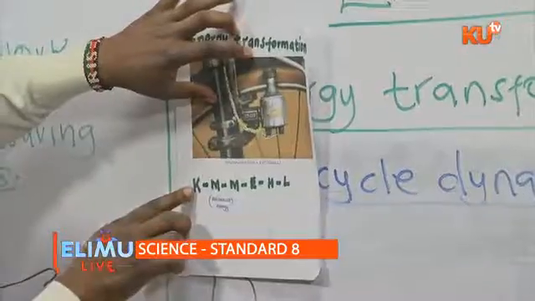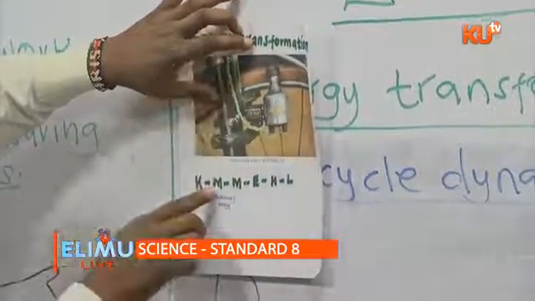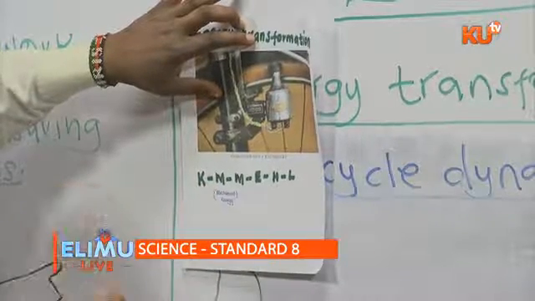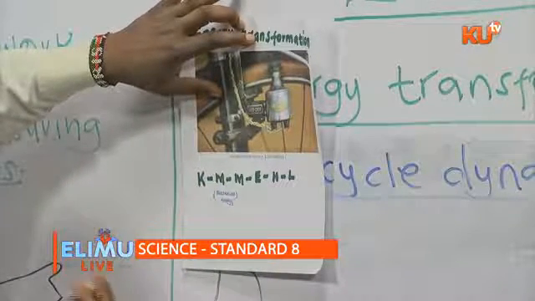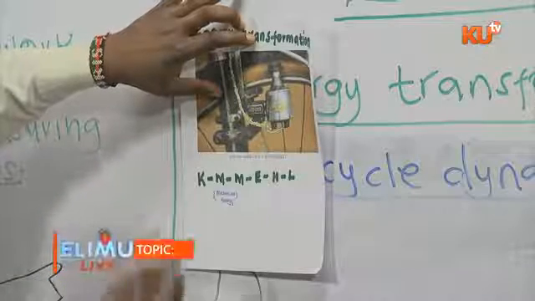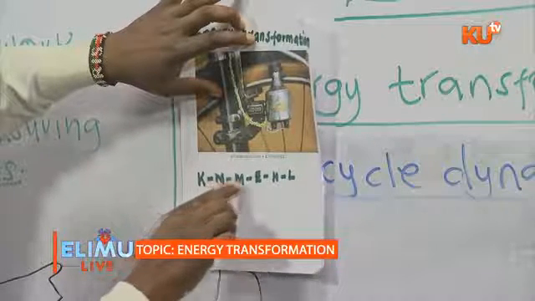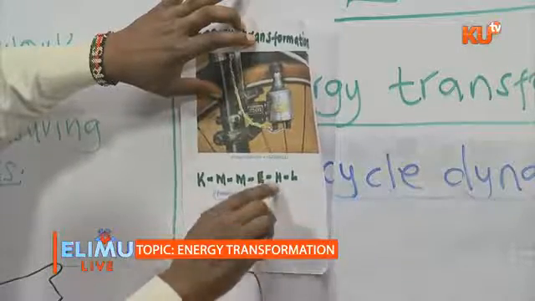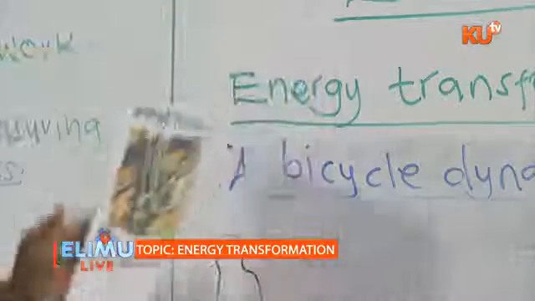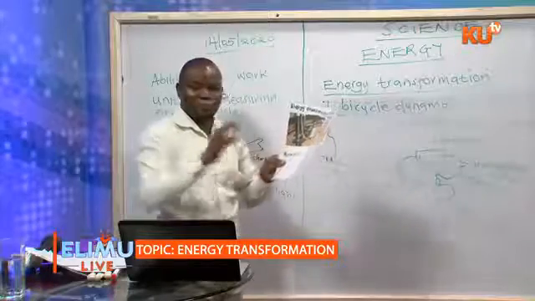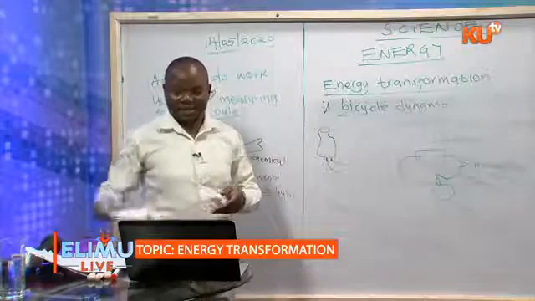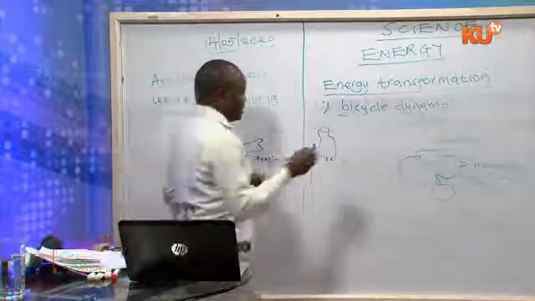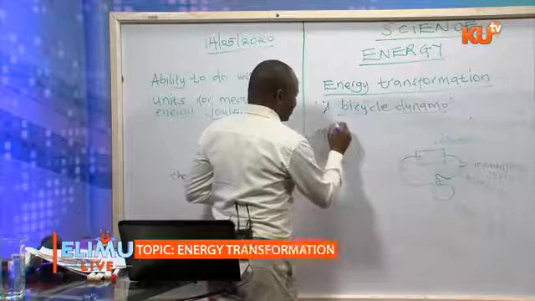So we have the kinetic, the energy in motion. Then we have the mechanical. I said the mechanical is the same as kinetic, which is moving. Then we have magnetic. Then we have electrical, we have heat, and then we have light. So this is something that you are supposed to know and state as the energy transformation in a bicycle dynamo. It starts with kinetic.